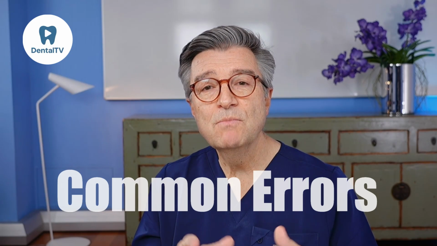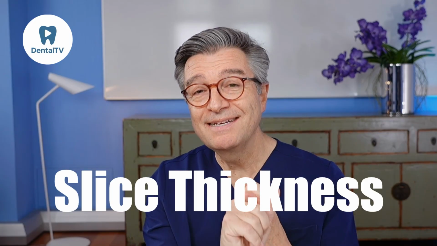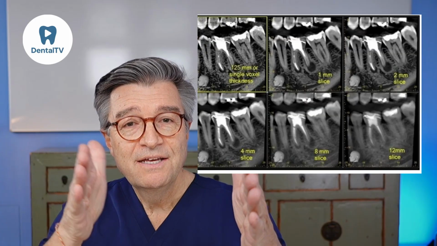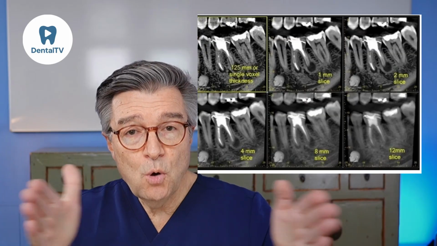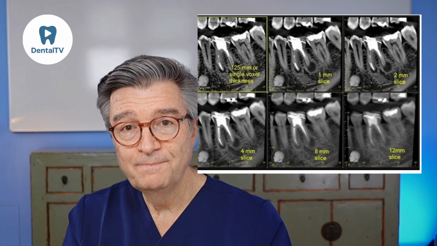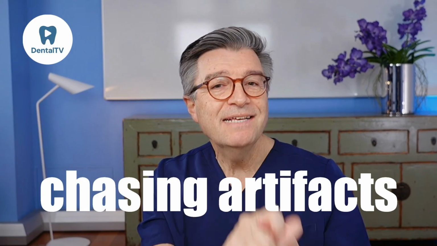Now let's look at the most common errors dentists make when evaluating CBCT volumes. The first error is misinterpreting slice thickness. If the slice is too thick, you lose the fine detail. If it's too thin, structures may appear fragmented. Slice thickness must always match your diagnostic goal. The second error is chasing artifacts. Beam hardening, scatter, patient movement, and metal restorations can all mimic pathology. Recognizing common artifacts helps prevent false positives.